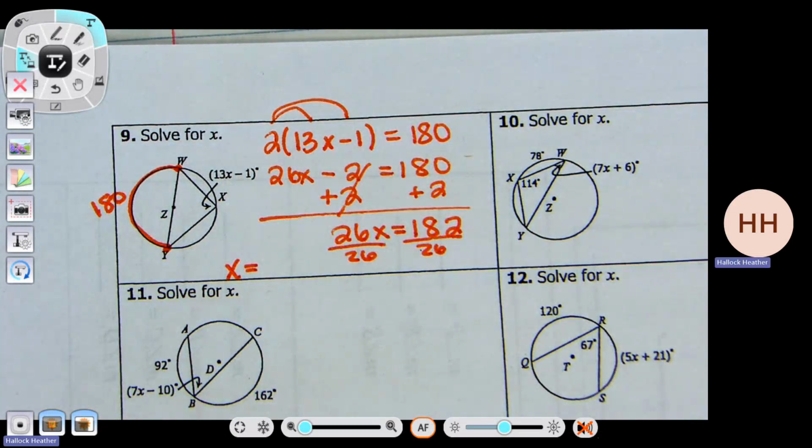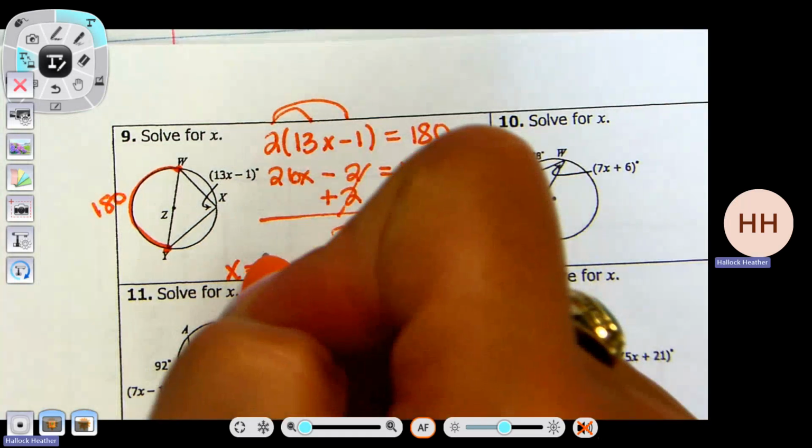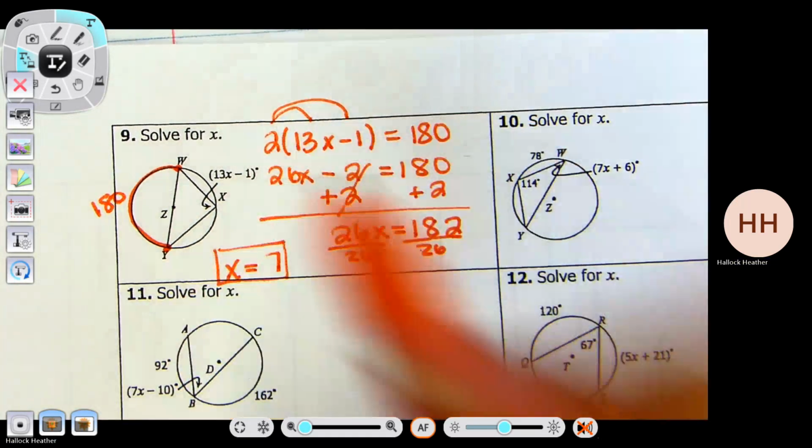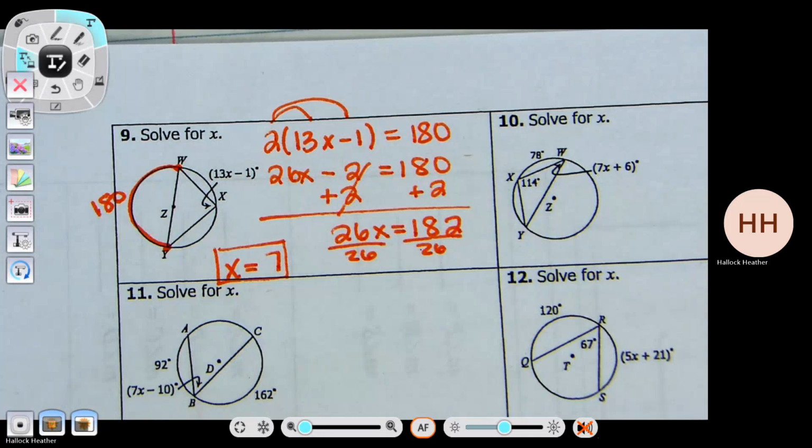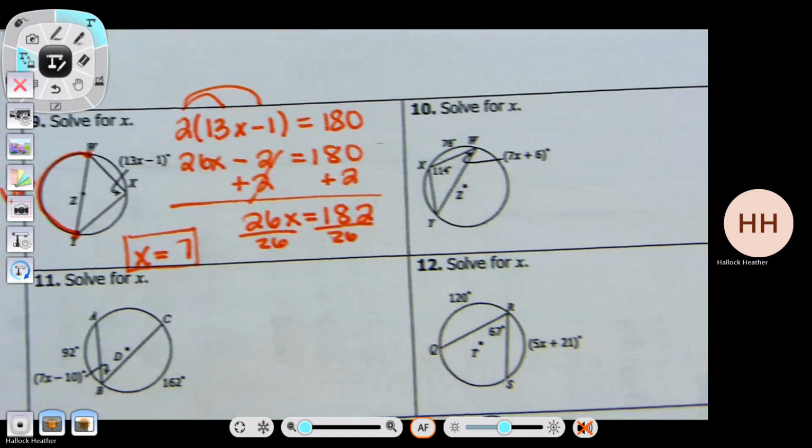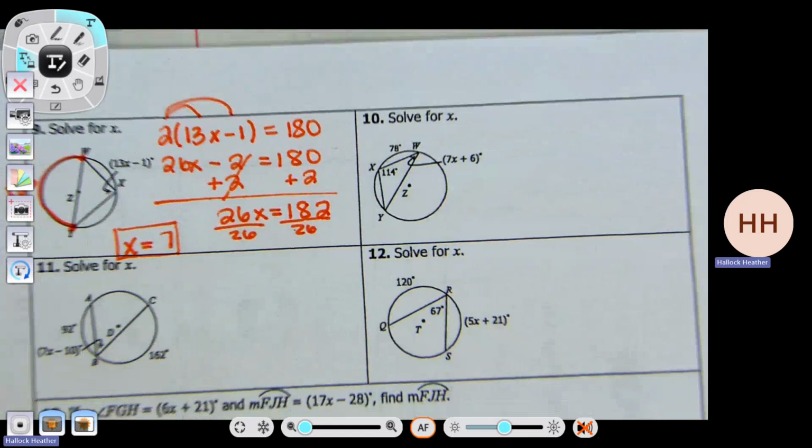What is that? I don't know. Let me check. 182 divided by 7. Oh my gosh. 7. Okay. Let's go to 10.